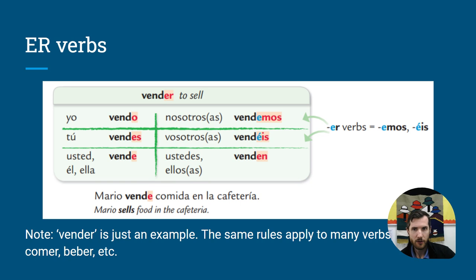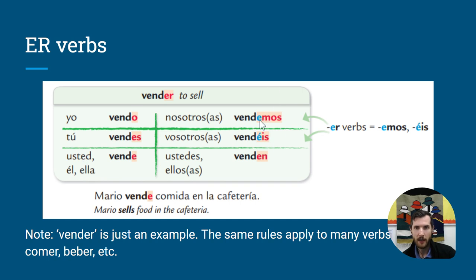Make sure you copy down this chart. And like I said before, I know someone's taken good notes if they highlight the endings, if they change the color, because that's the thing you really need to pay attention to. This word here, vender, to sell, is just one example, but you would use the same exact rules in order to use the words comer, beber, to eat, to drink in a sentence. I eat, they drink, we eat, he sells. Okay? So this is the basic pattern. Pay close attention to those endings.